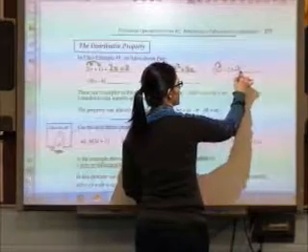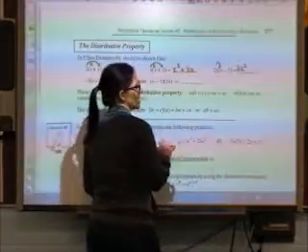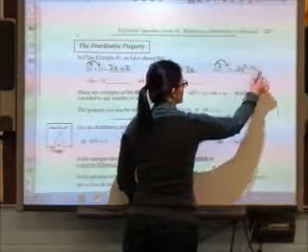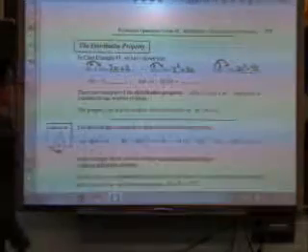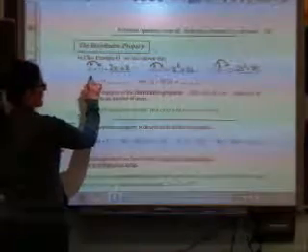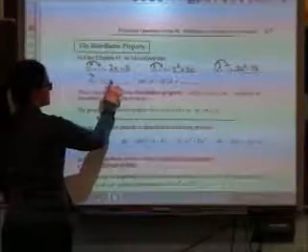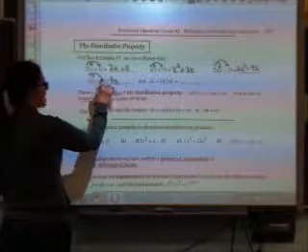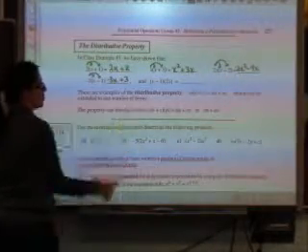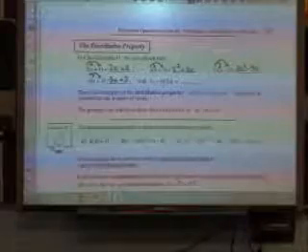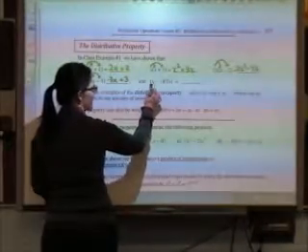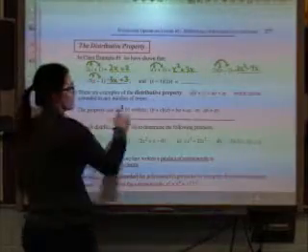2x times x, I get 2x squared. 2x and negative 2, there's my negative 4x. If I take a negative 3 and multiply it by x, I get a negative 3x. And when I take my negative 3 and multiply it by negative 1, I get a positive 3. And in the last one, it's just flipped around. It means that I take each of these terms and distribute it to that one.